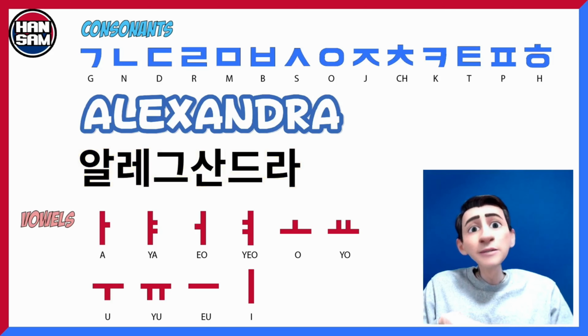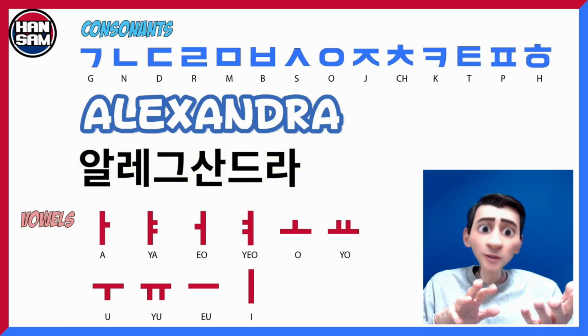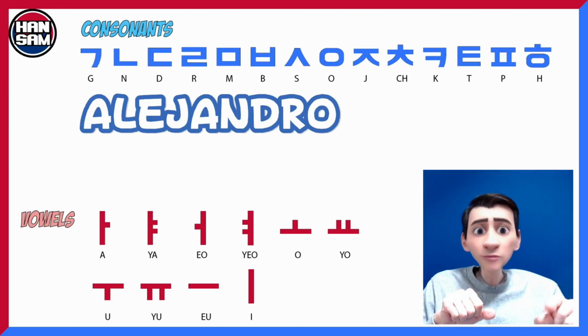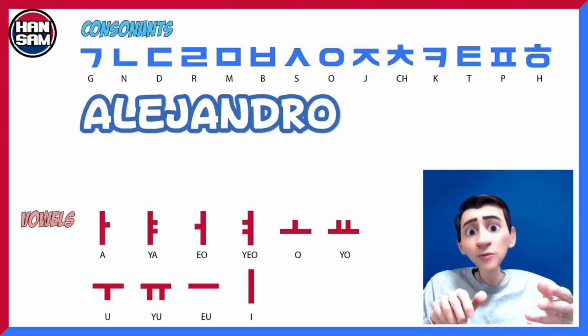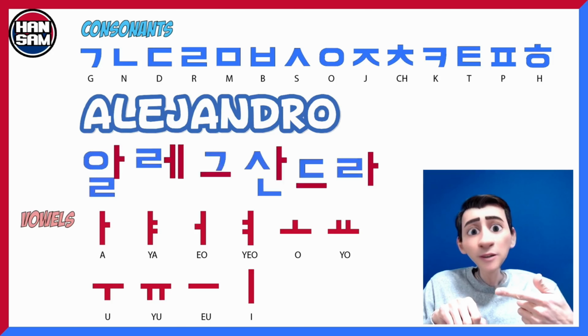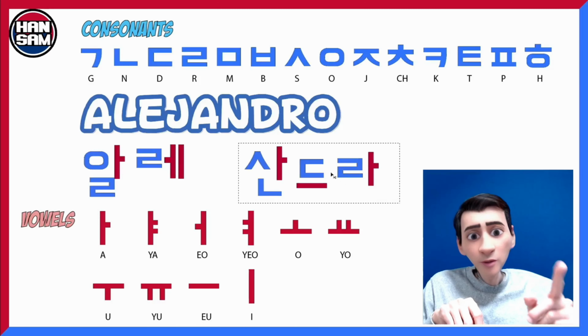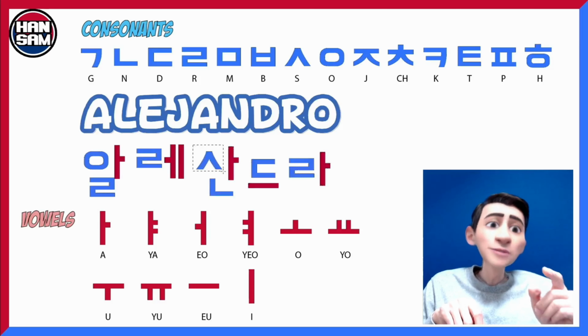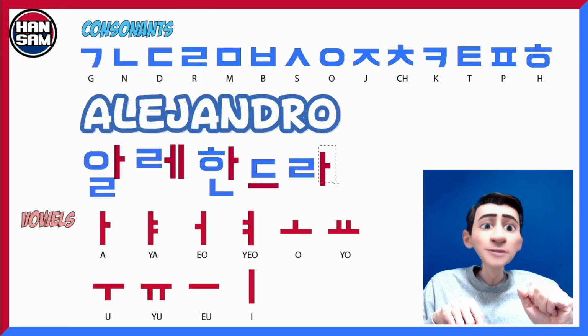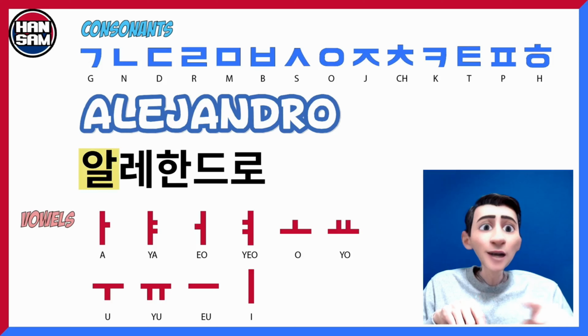Alexandra. This time, let's try the Spanish version of the name Alexander, which is Alejandro. I'm gonna modify the name Alexandra to spell Alejandro in Korean. We don't need the G sound anymore, so let's remove it. Replace it with H, which creates the H sound. Replace the vertical vowel with the horizontal vowel O. Here we go. Alejandro. Are you having fun?